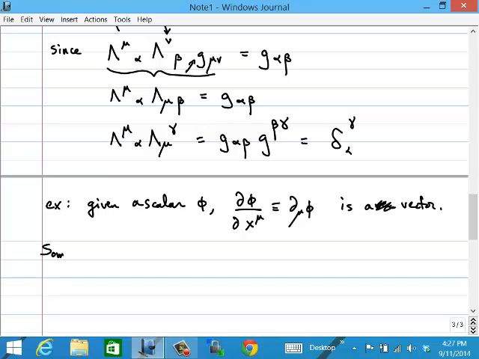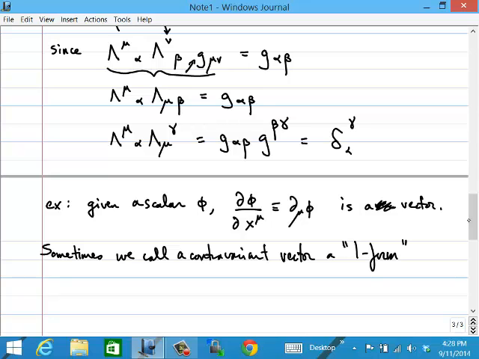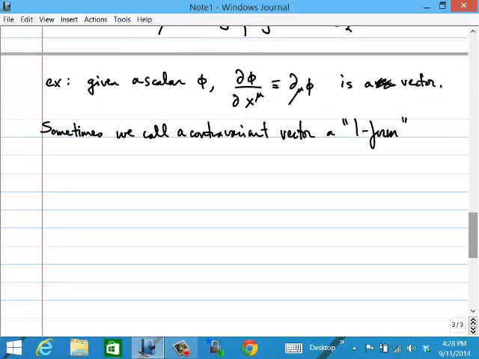And just as a bit of notation, sometimes we'll call a contravariant vector a one form. How many of you have seen differential forms? Half of you. You don't need to know differential forms. It's just a bit of language. Sometimes I'll call them one forms, and you should know what I'm talking about.